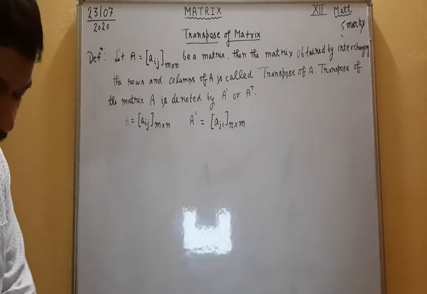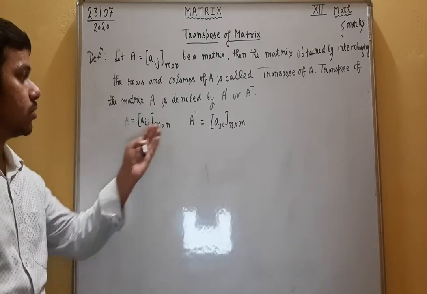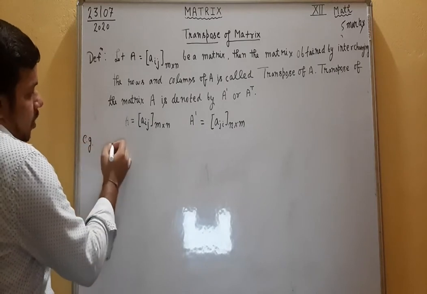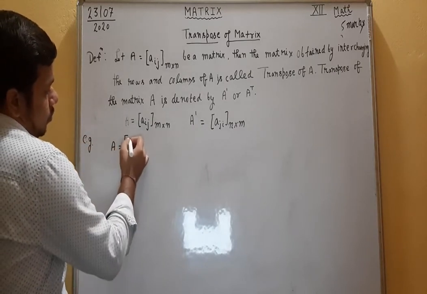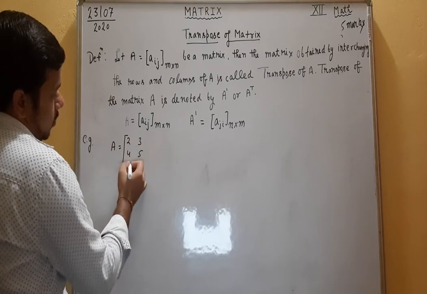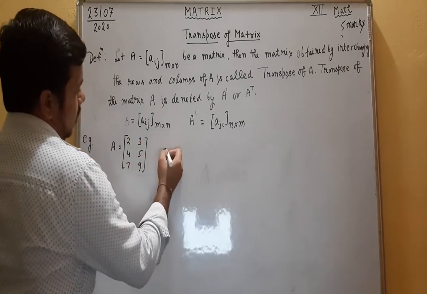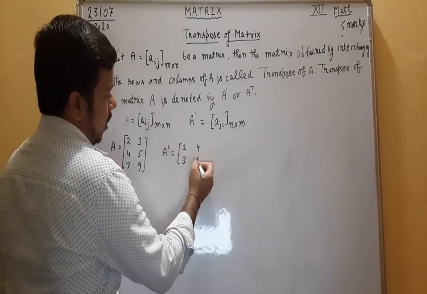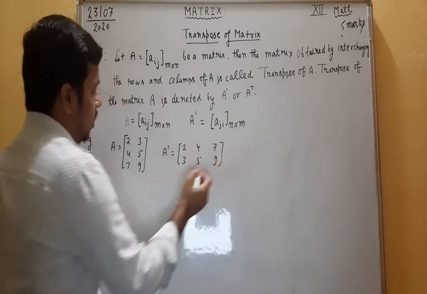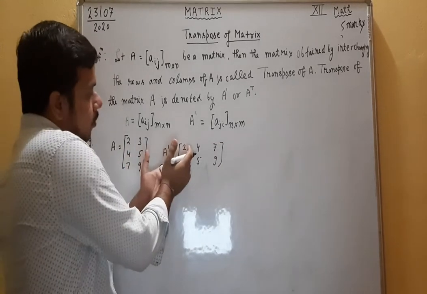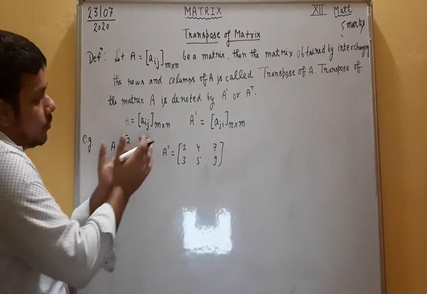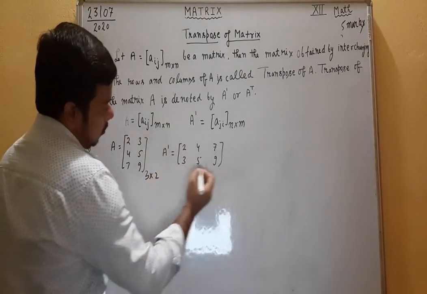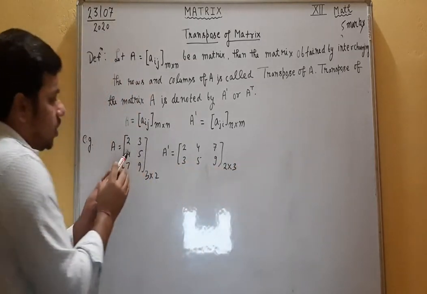In mathematical notation, we can express the transpose of A like this. See, for an example, if A is equal to 2, 3, 4, 5, 7, 9, then A dash is what? A dash is 2, 3, 4, 5, 7, 9. Means the rows of A become the columns of A dash and the columns of A become the rows of A dash. Its order is what? 3 by 2. Its order is what? 2 by 3.